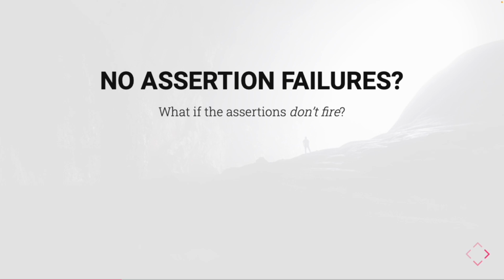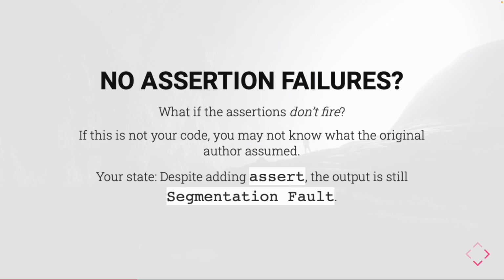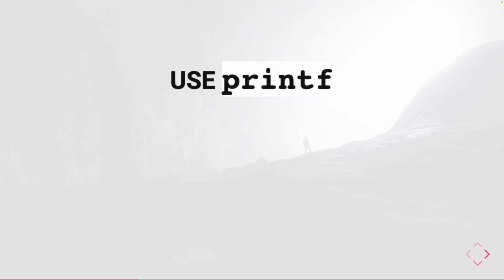So spelunking might solve your problem, assertions might solve your problem, but what if they don't? Also, if it's not your code, you may not know what the original author assumed. A function takes an int. Do you know whether the author has covered the cases for where it's positive, 0, or negative? I don't know. So your state is that despite adding asserts, the output is still a segmentation fault.